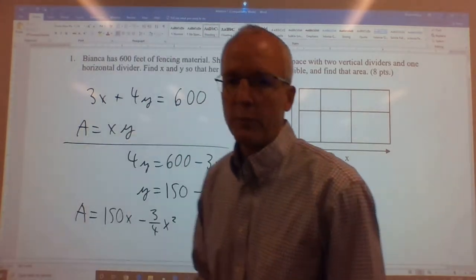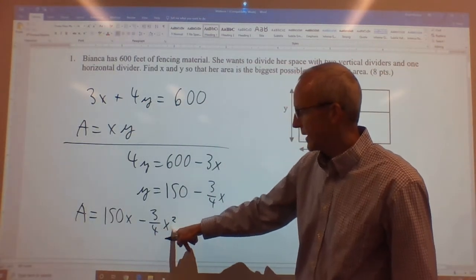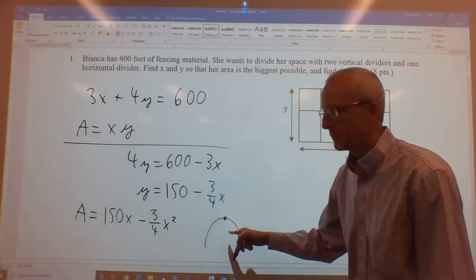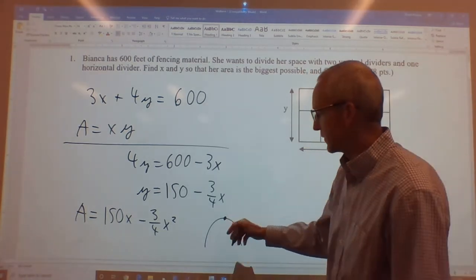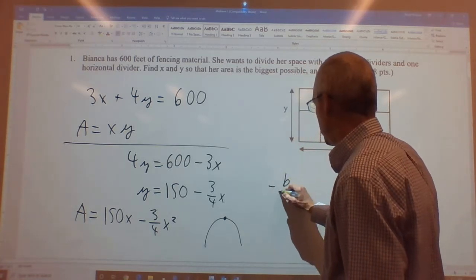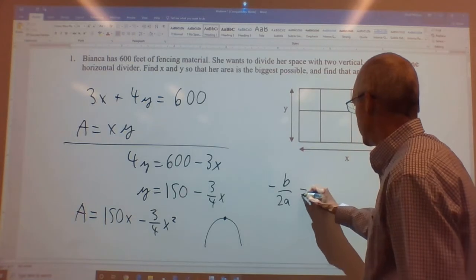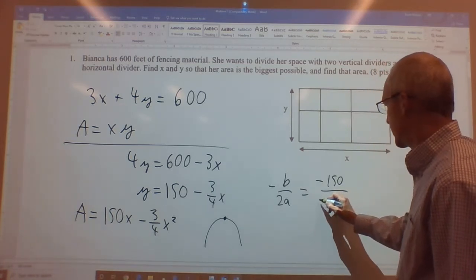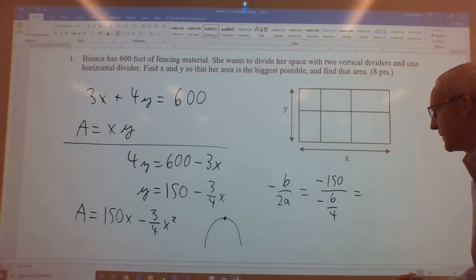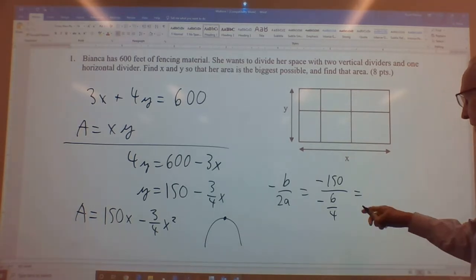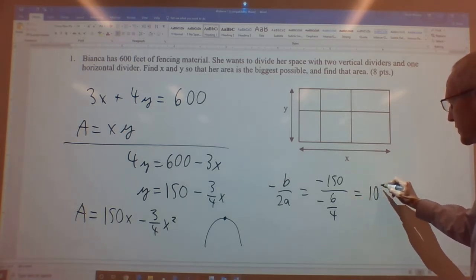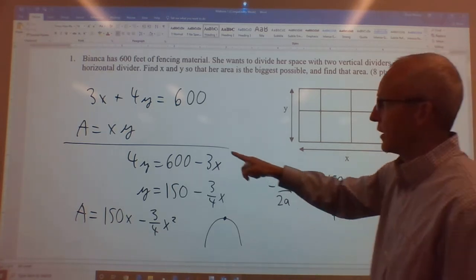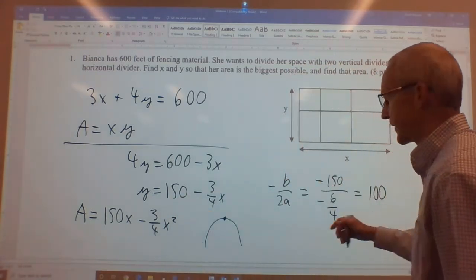So that's our area. Notice this is a parabola. The x squared term is negative, so it's going to open downwards. We want to know what value of x makes that the biggest. So it's the negative b over 2a thing, right? The vertex. So negative b over 2a, b is 150, so it's negative 150 divided by 2 times a, that'd be negative 6/4. You can try that out, because multiply top by 4 is 600, 600 divided by 6, the negatives cancel. That's 100. That's the x value.